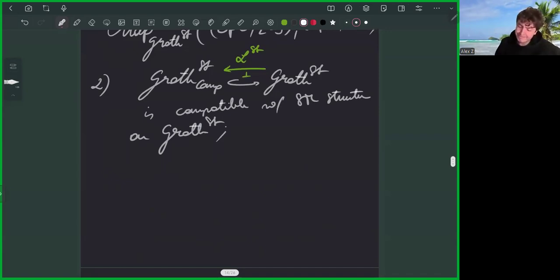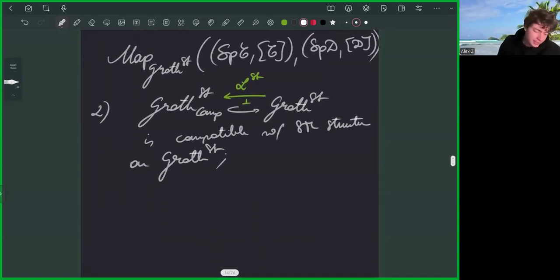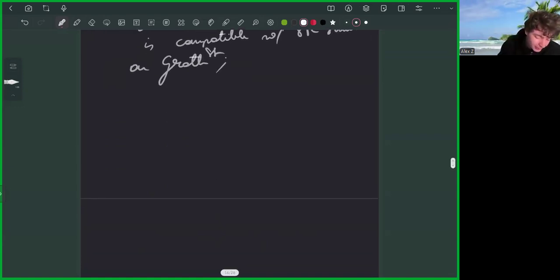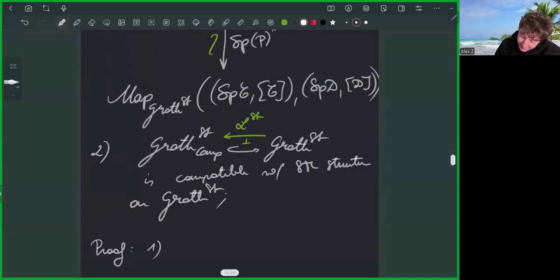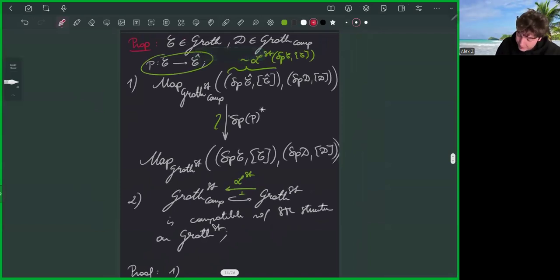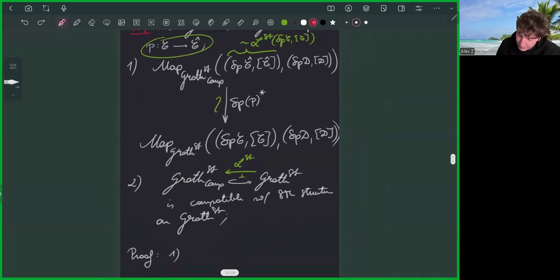Okay, let's prove this. Let's be industrious for once, because I think I haven't really proved anything yet. So first of all, we want to prove statement one. We want to prove that this map here is an equivalence. So how do we do this?